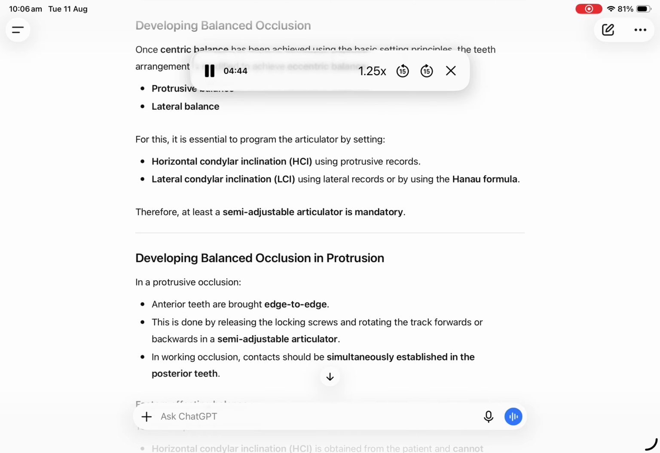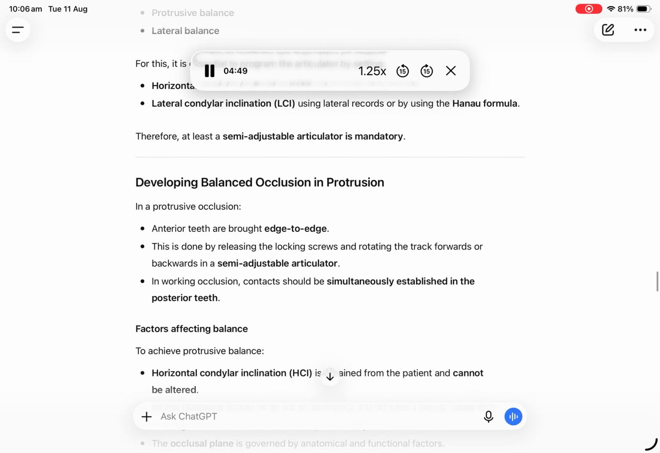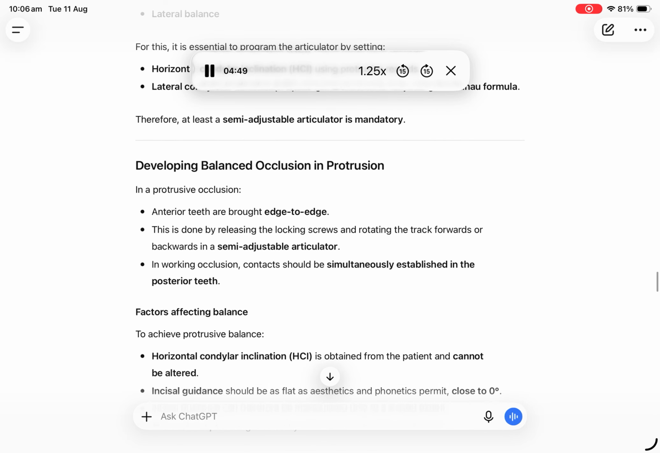Developing balanced occlusion in protrusion. In a protrusive occlusion, anterior teeth are brought edge to edge. This is done by releasing the locking screws and rotating the track forwards or backwards in a semi-adjustable articulator. In working occlusion, contacts should be simultaneously established in the posterior teeth.